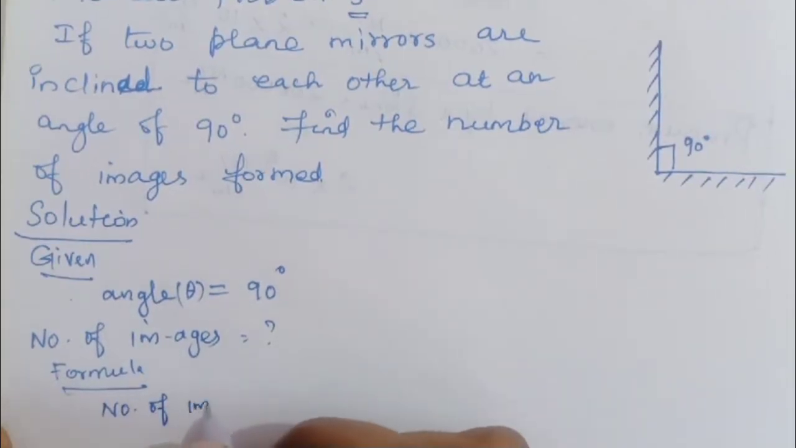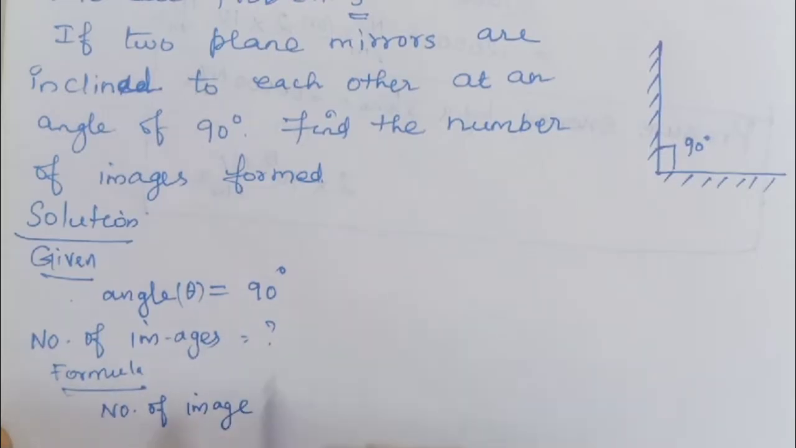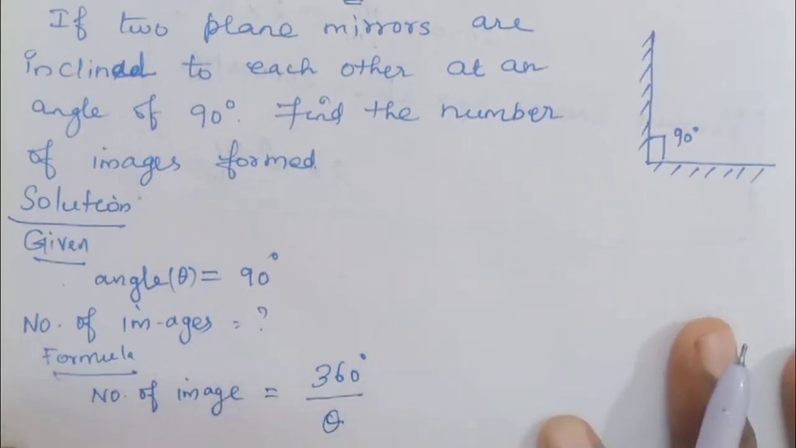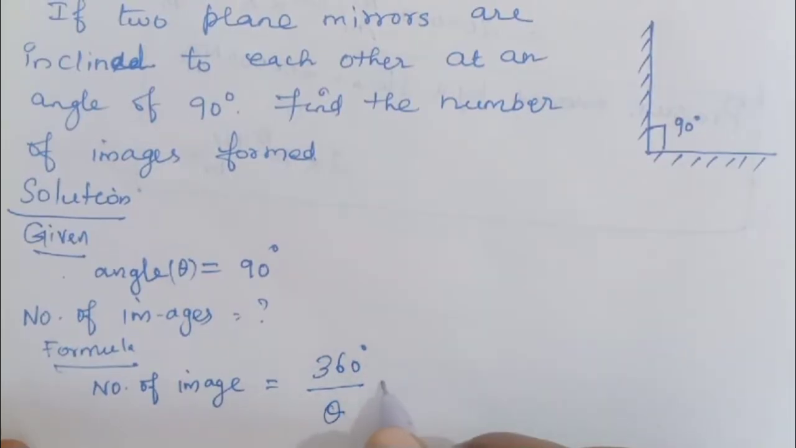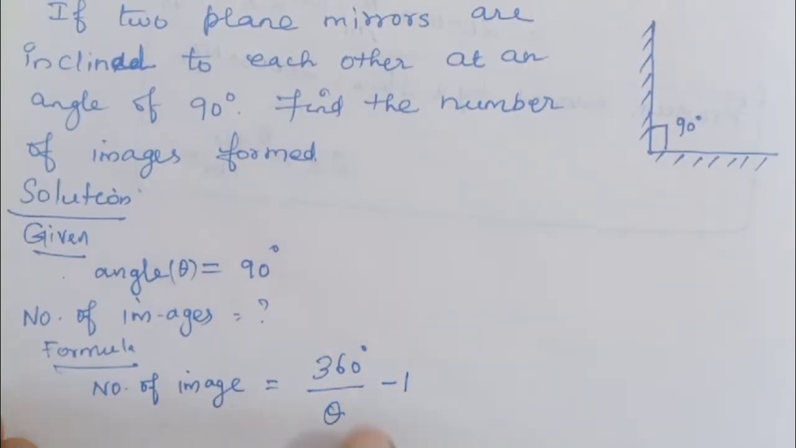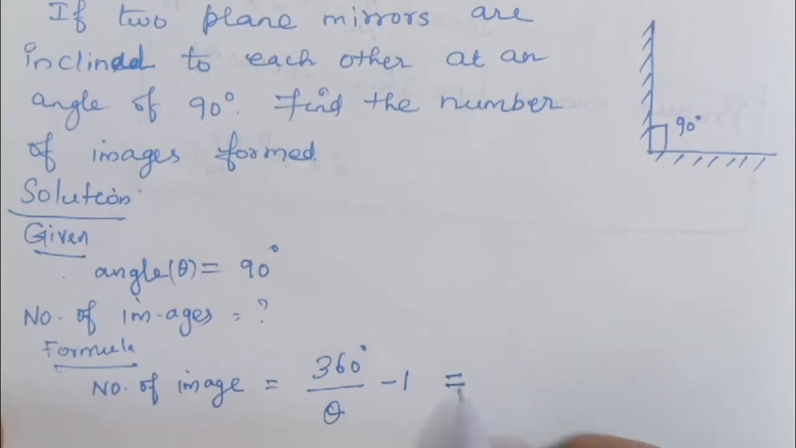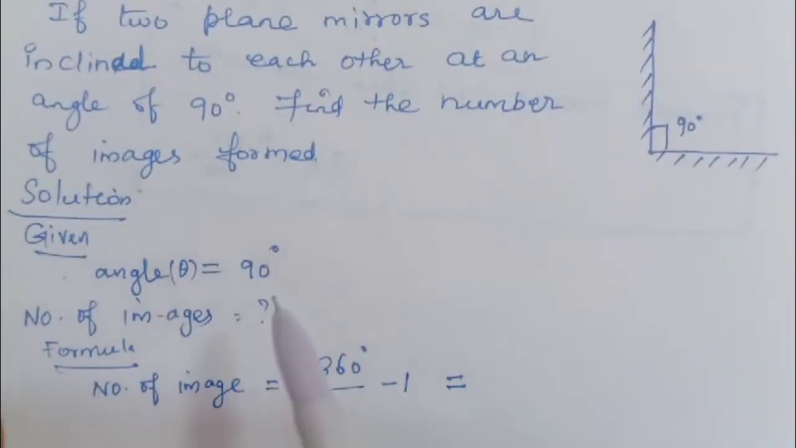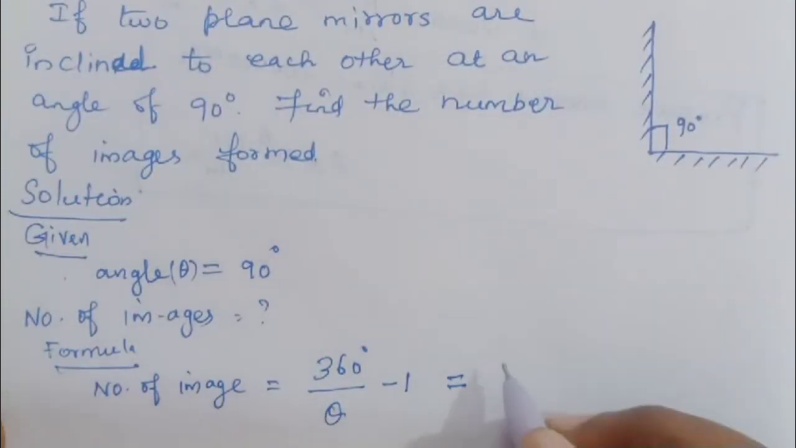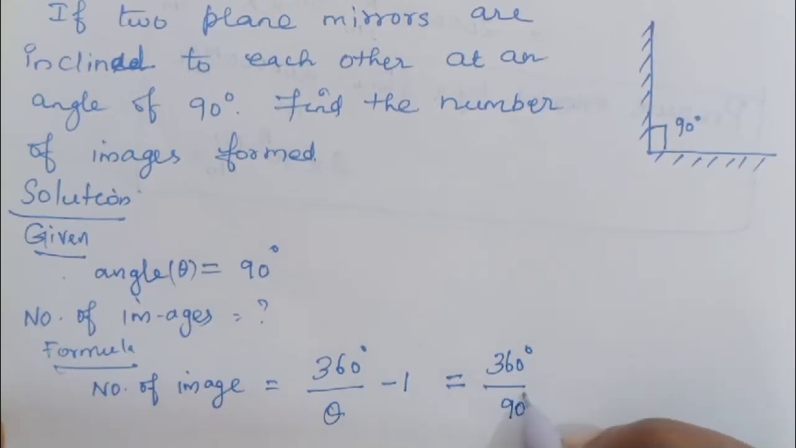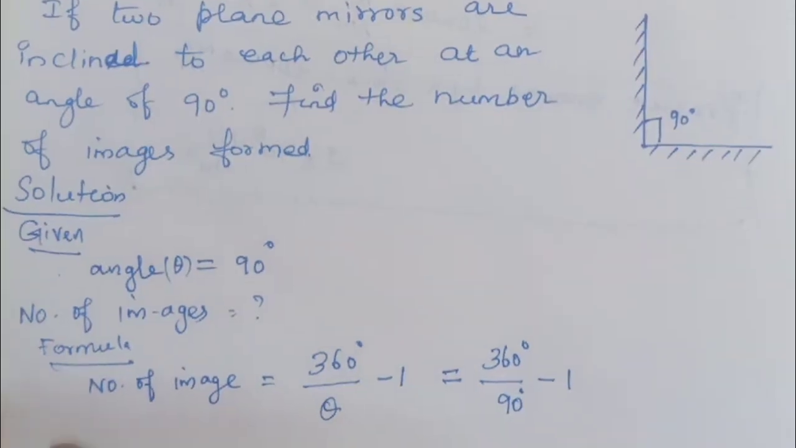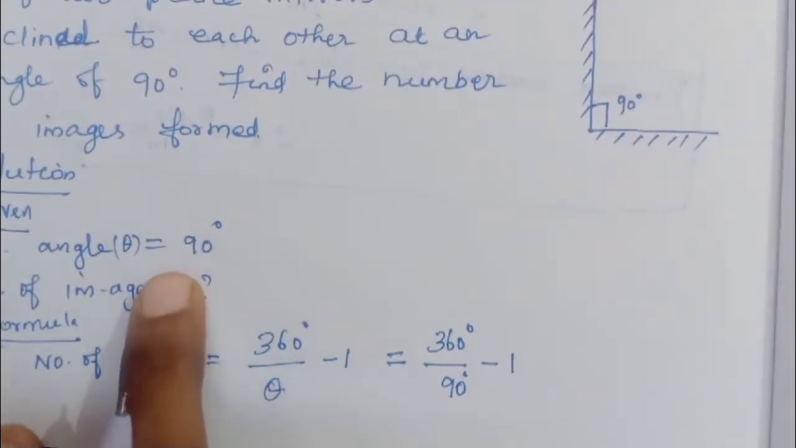So number of images is equal to 360 degrees divided by theta, minus 1. What do we have to do next? We have to substitute the given value. The value already given is 90 degrees. So we substitute 360 degrees divided by 90 degrees, minus 1. Instead of theta, I can substitute the value 90.